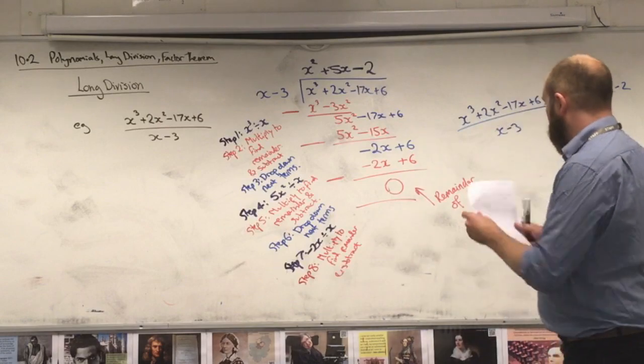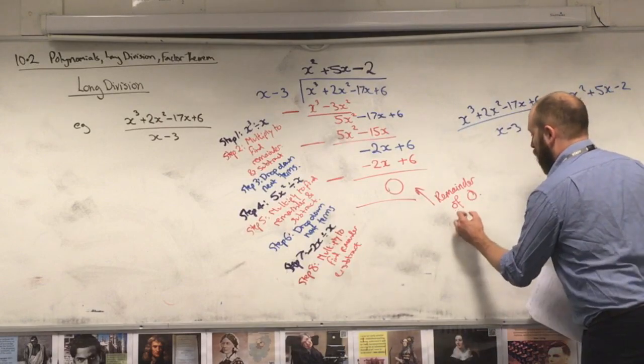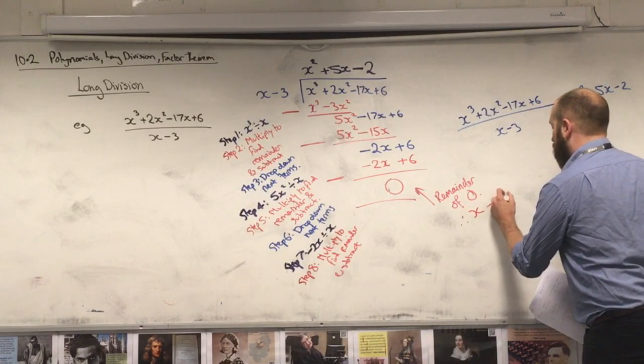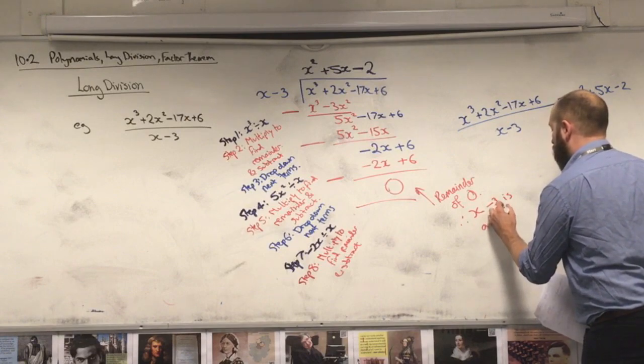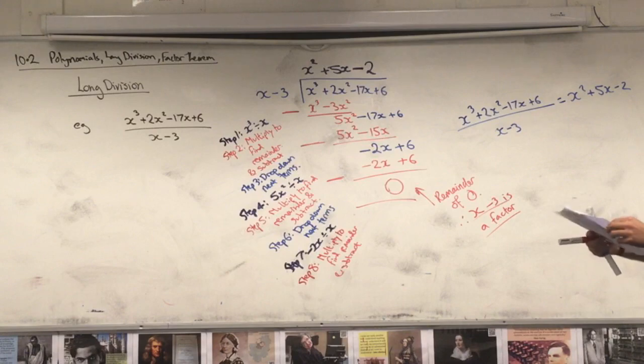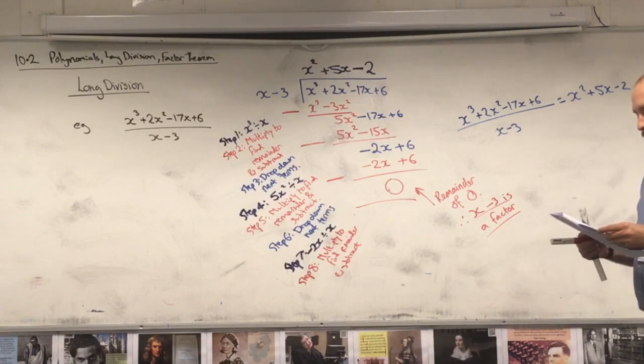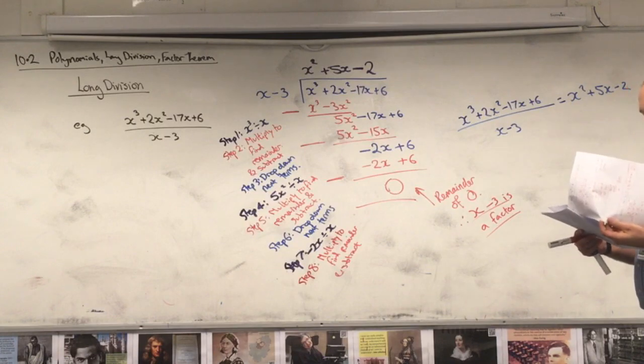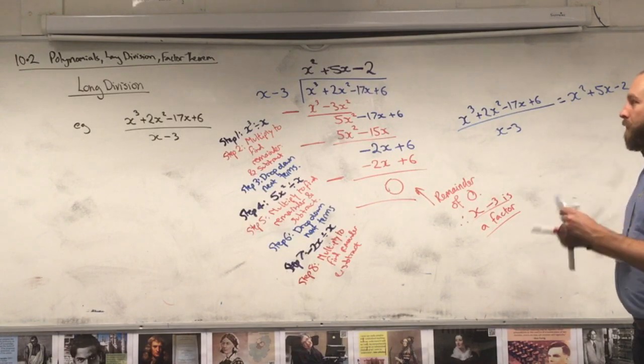Right, let's try another one. So remainder 0, therefore x minus 3 is a factor. Cool, right, that might not have made much sense. So we're going to try another 3 or 4 of these.